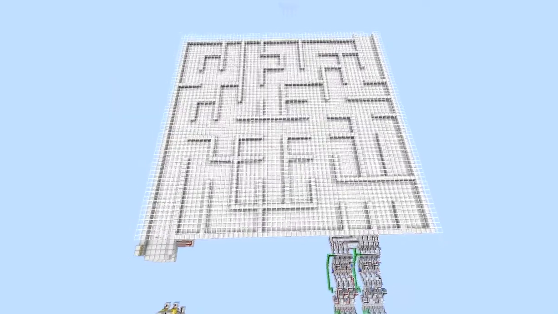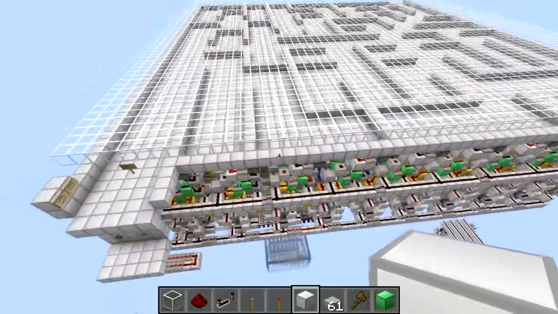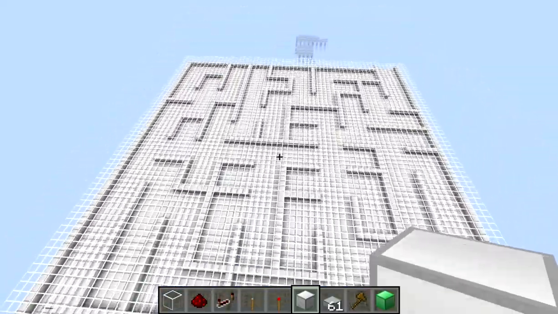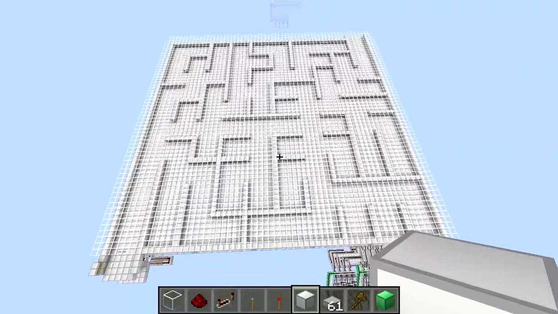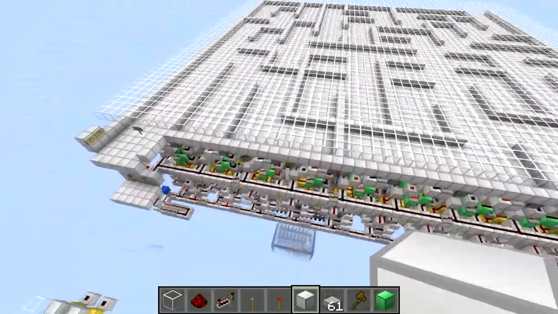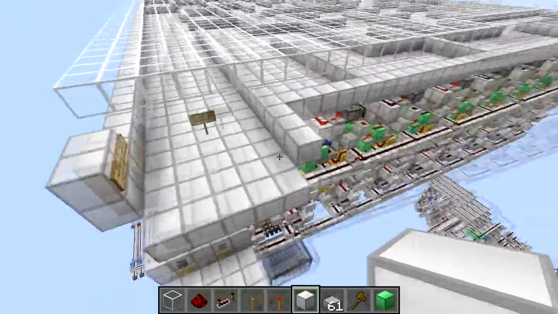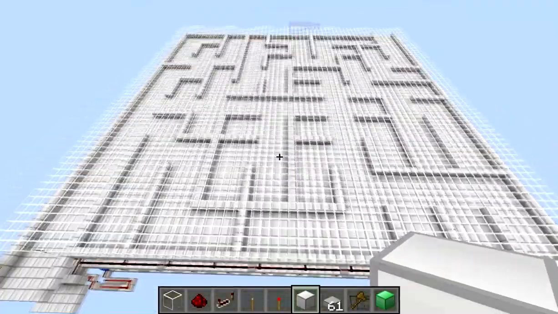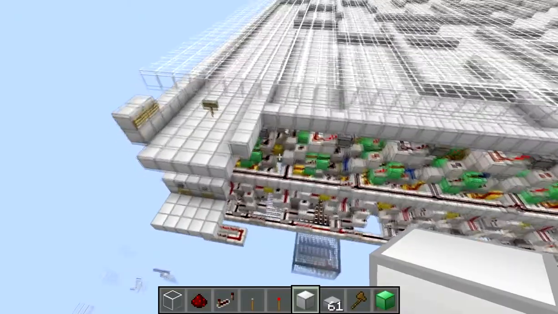Alright, so now we're done. This usually takes about 1 minute to generate, minus all the visual bugs and waiting for the pistons to visually update. But 1 minute is actually pretty fast considering there are 100 cells here. So that's like less than a second per cell.